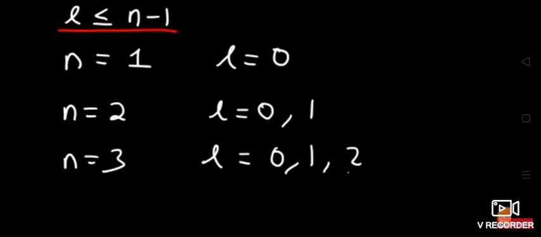The azimuthal quantum number is less than or equal to n minus 1. So n equal to 1 means l is equal to 0. n equal to 2 means l is equal to 0 and 1. n equal to 3 means l is equal to 0, 1, 2. n equal to 4 means l is equal to 0, 1, 2, 3.